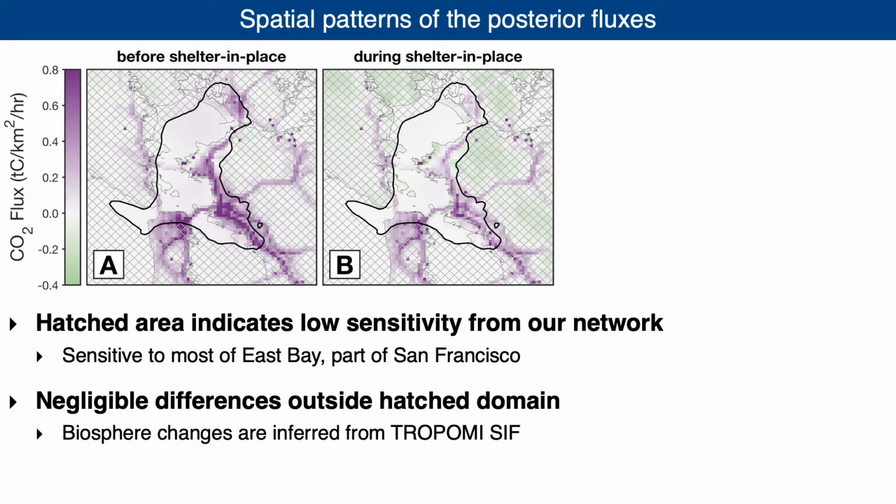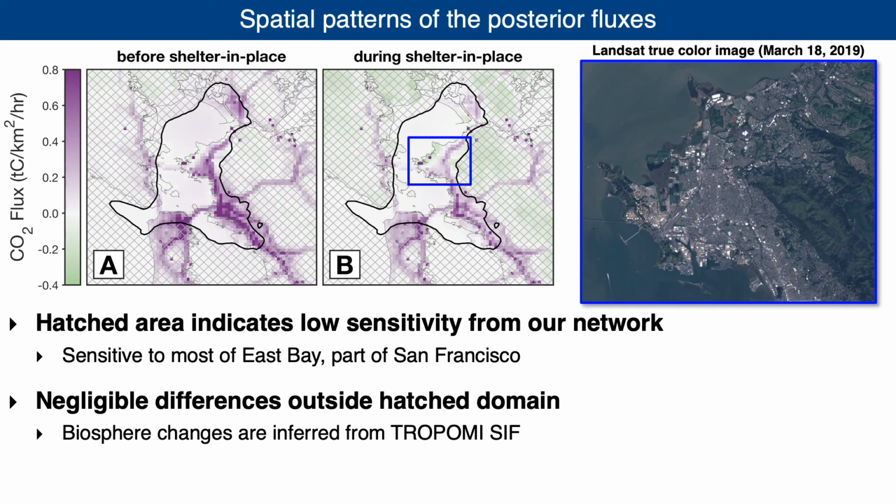All right, what I'm showing here are the CO2 fluxes observed before shelter-in-place on the left and during shelter-in-place in the middle. The hatched area indicates low sensitivity from our network, as I mentioned before, and a few things that we see pretty clearly. One is that there's fairly negligible differences outside the hatched domain, aside from the biosphere, which is constrained by satellite measurements. The one notable biosphere signal we do see within our domain is here on the north end of Richmond. And I've zoomed in with an image from Landsat. And you can also see a purple point source nearby, which is the Chevron refinery.